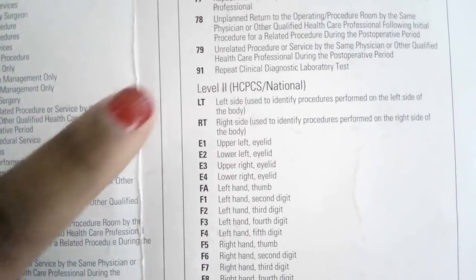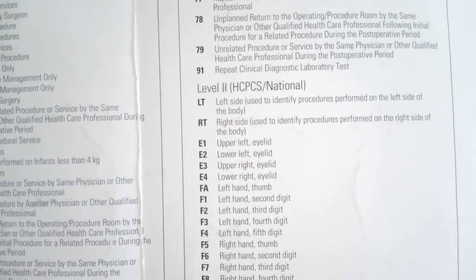Then we have level 2 HCPCS modifiers. Now, you may or may not know that the CPT manual, the CPT code set, is a part of a nomenclature known as HCPCS, Healthcare Common Procedural Coding System. So CPT, which is the manual that we're talking about now, is level 1, and then HCPCS is level 2. Now I know you're thinking, well, what do you mean? Let me show you.